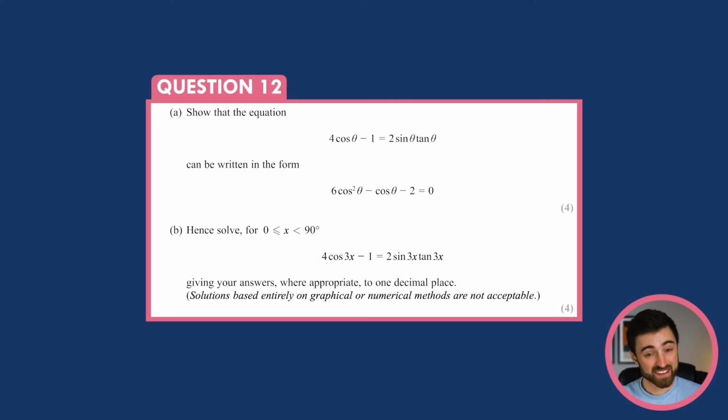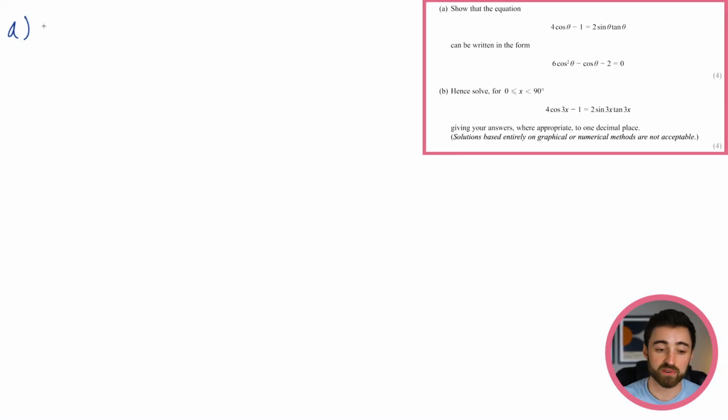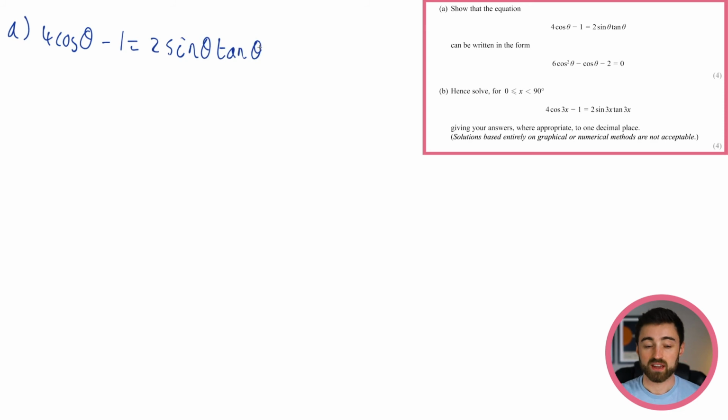Question 12, I think we're getting there already. So it says, show that the equation 4 cos theta minus 1 equals 2 sin theta tan theta can be written in the form 6 cos squared theta minus cos theta minus 2 equals 0. So we definitely want to be using identities here. Essentially, in year 12, there are basically just two identities that you need to know. And that is that tan is sine over cos, and then cos squared plus sine squared equals 1. So when I just have coses and sines, I'm basically in the realm of cos squared plus sine squared equals 1, right? So the tan's a bit weird.